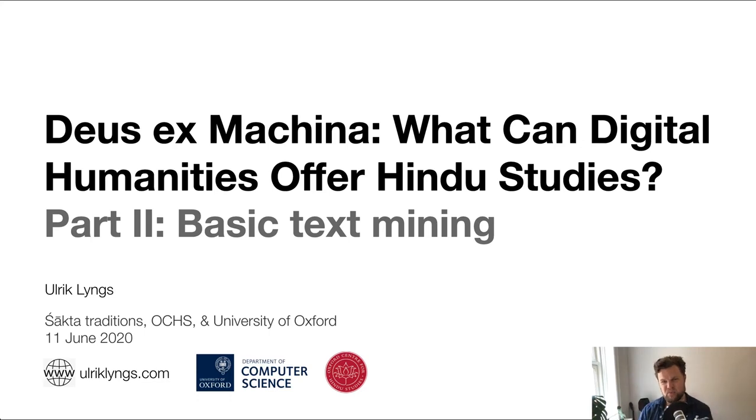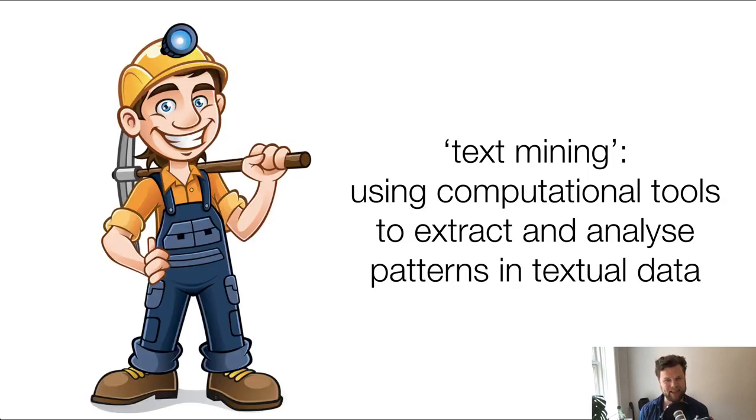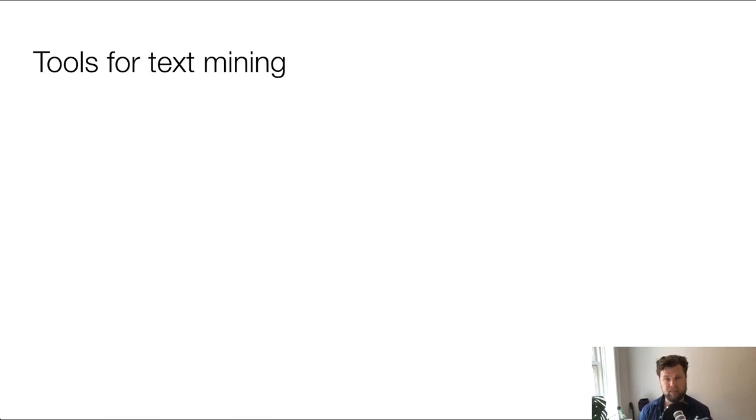Okay, so let's zoom in now on this particular part of the data science pipeline. Let's talk about common tools for text mining. Let me first say that text mining is again one of those fancy, fuzzy terms that I will simply use to refer to the use of computational tools to extract and analyze patterns in textual data. Let me say first a couple of words about some of the common pre-processing steps that are done at the beginning of an analysis. And then let me say something about some of the common ways of thinking about the analysis itself.